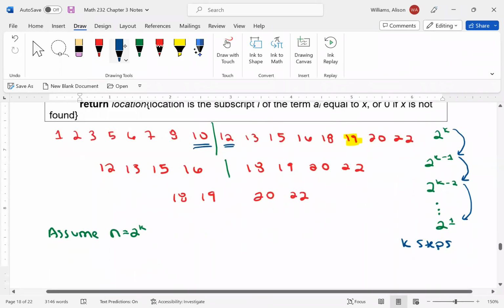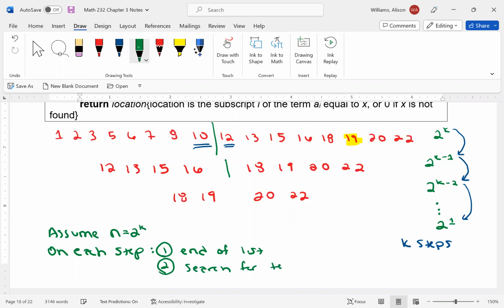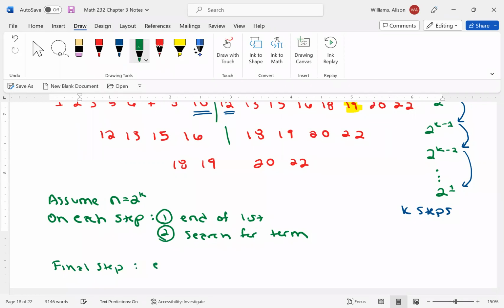So here's what happens on each step. On each step, 2 things happen. We check to see if there's an end of the list, and if we keep going, we're searching for our term. It's kind of the same 2 steps we've been doing in the last 2 examples. We do have a final step, where we're going to exit the loop, and the potential that we can't find our term.